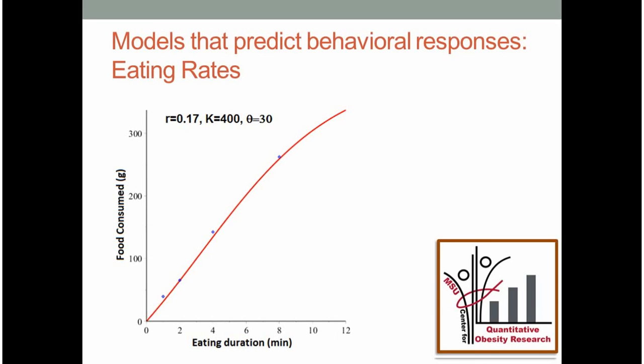This is data from Corby Martin's study, which we actually individually fit the R, the K, and the theta for each one of his subjects. This is what you do. You just fiddle with the R, K, and theta until the curve goes through the points, and you have enough points here to make sure that it's having a good fit.